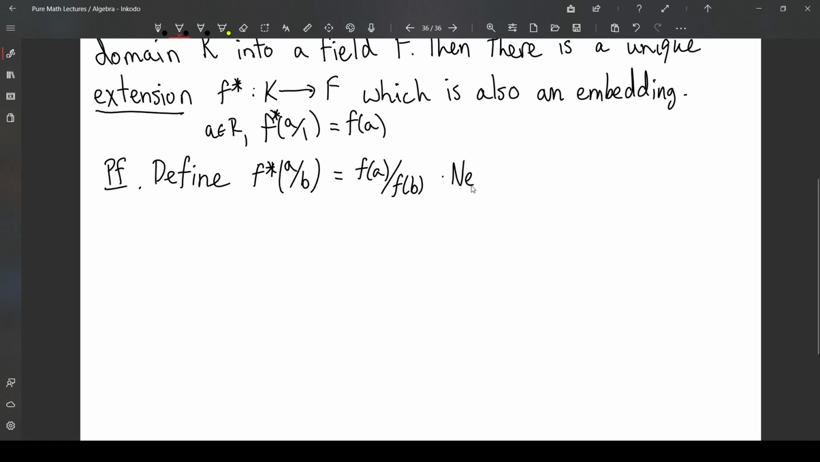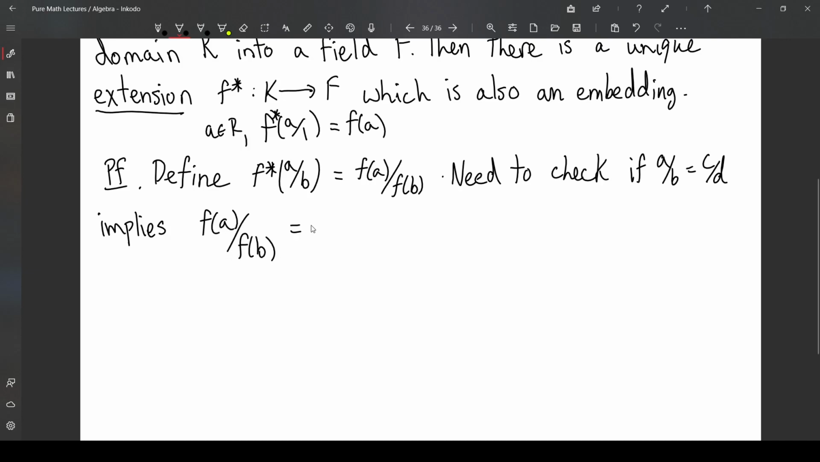So we need to check if a over b equals c over d implies f of a over f of b equals f of c over f of d. And this is actually the case because if a over b equals c over d, then ad equals bc, and so we can apply f on both sides.